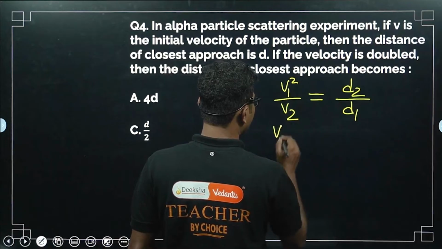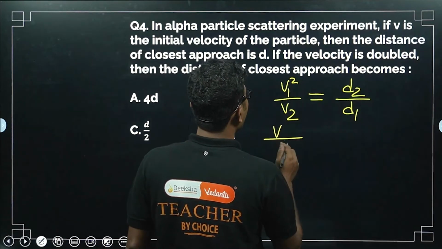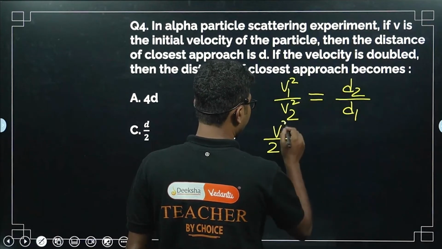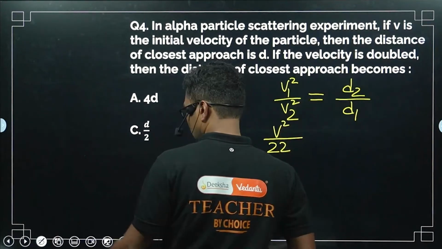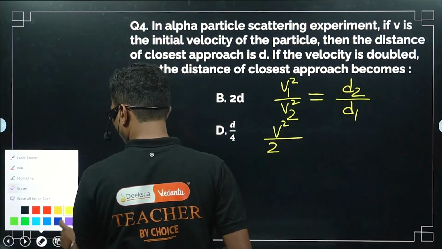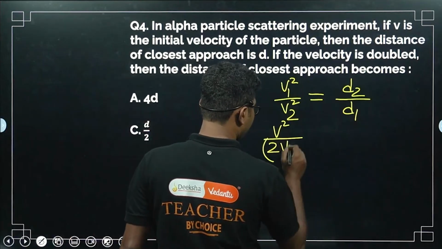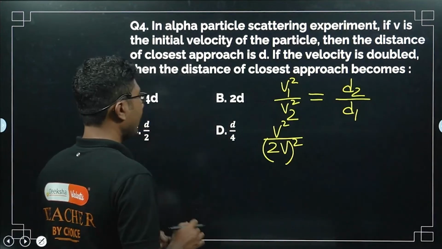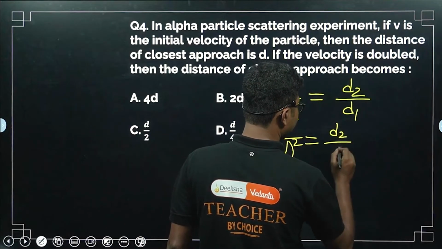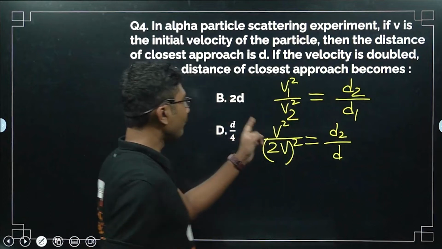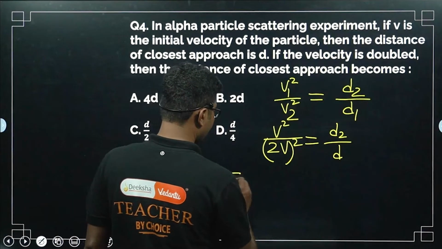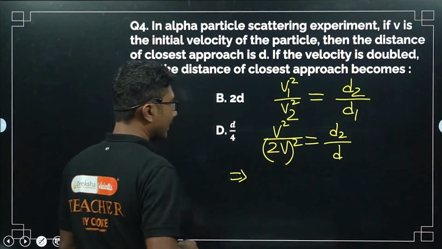Now v1 is given as v, okay, v2 is given, velocity is doubled, so v2 is 2v, v2 square is 2v square. Okay, and d2 we don't know, d1 is d. So first case for v it was d, for 2v how much is d2, that is what we are trying to calculate. So now let's calculate it.